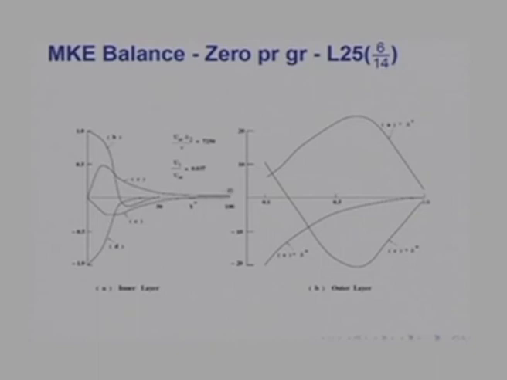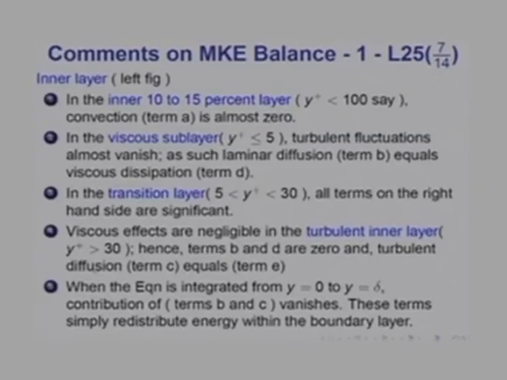And then you find that the viscous diffusion and viscous dissipation terms almost become negligible, and these terms assume a very small value, and that is why I multiplied these terms by a factor of 10 to show how they respond in the outer layers. So, this point here corresponds to that point over there after multiplication by 10. The viscous effects are negligible in the turbulent inner layer y plus greater than 30, hence the terms B and D are 0 and turbulent diffusion equals term E, the transfer of energy to turbulence.